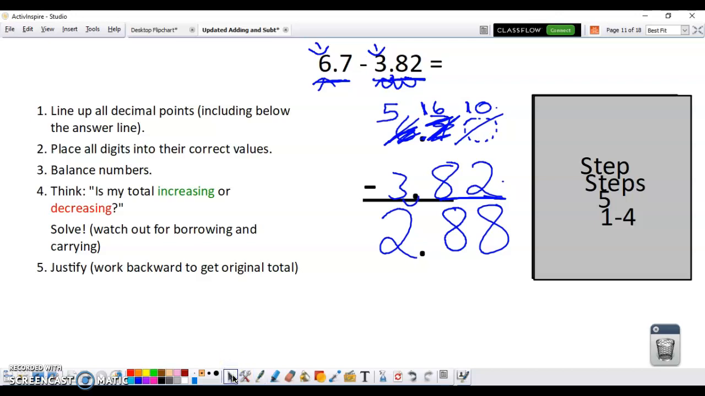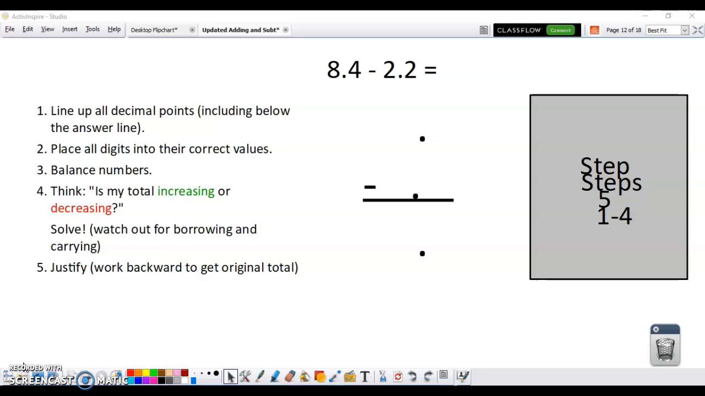Okay, guys. Go ahead and pause the video and work on this problem in your journal. I'll check back with you on Monday to see if you got it correct. Good luck. Pause it. I mean it. Pause it.